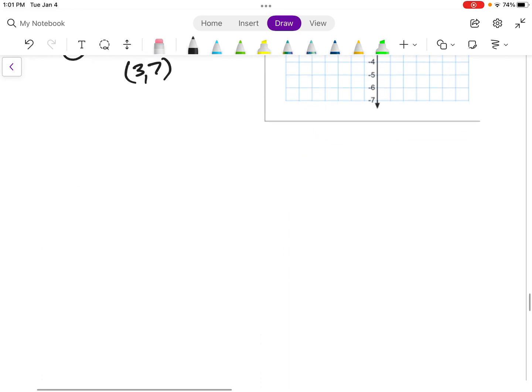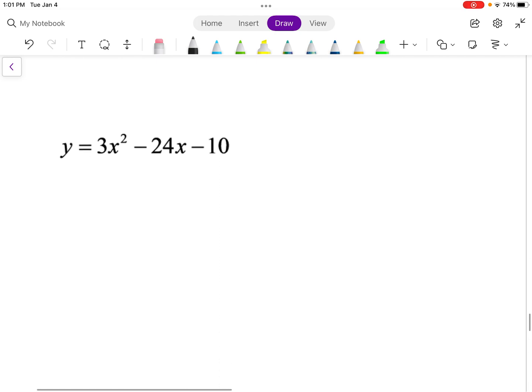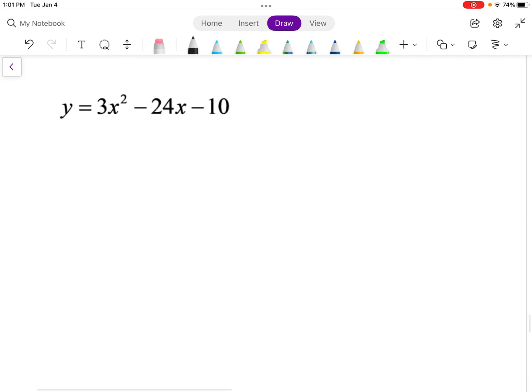Let me do one more of these just to make sure we have it down. Let's do this one right here. So y equals 3x squared minus 24x minus 10. If you want to and you're feeling confident, you can pause it here and try it yourself, and then compare it to what I end up with.